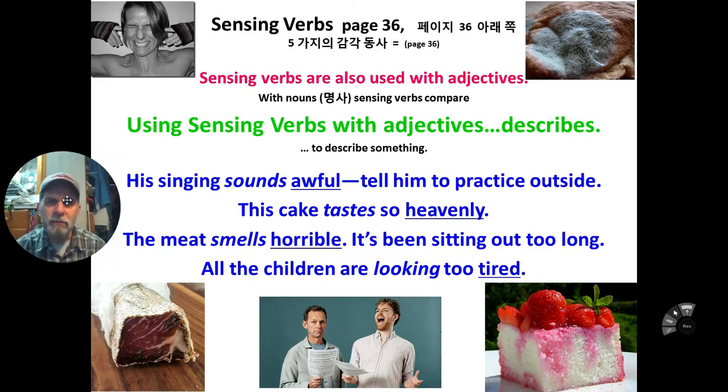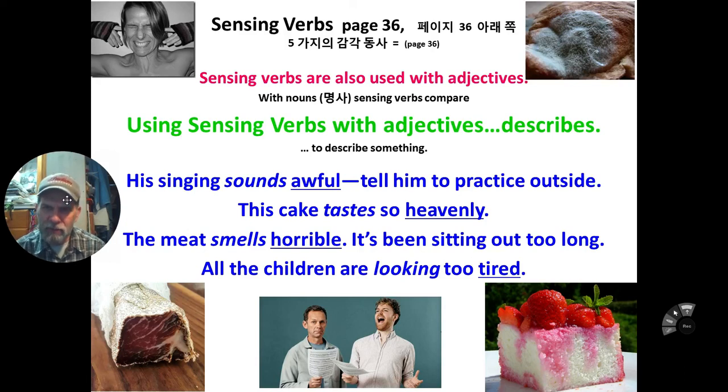Sensing verbs, page 36. Sensing verbs are also used with adjectives. Adjectives, 형용사. With nouns, sensing verbs compare. But using sensing verbs with adjectives describes. It tells about something. What does it look like? How big is it? What color is it? Whatever. Describe. Sensing verb with adjectives, 형용사.